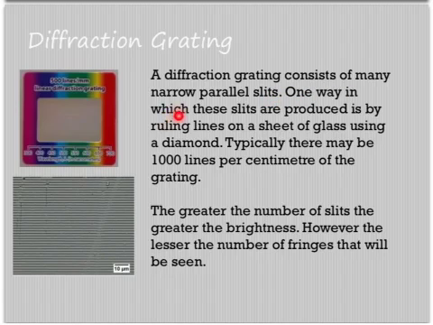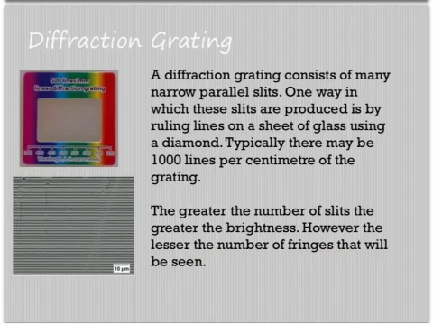One way in which these slits are produced is by ruling lines on a sheet of glass using a diamond. Typically, there may be 1,000 lines or 1,000 slits per centimeter of the grating. The greater the number of slits, the greater the brightness, because there's more light coming through. However, the lesser the number of fringes that will be seen.